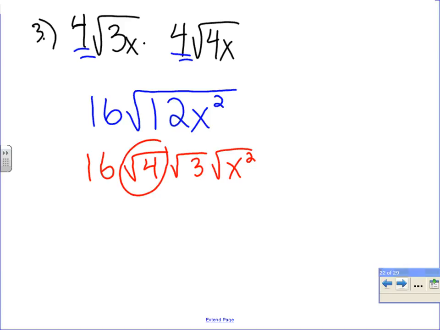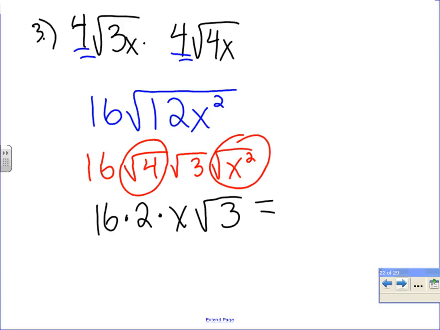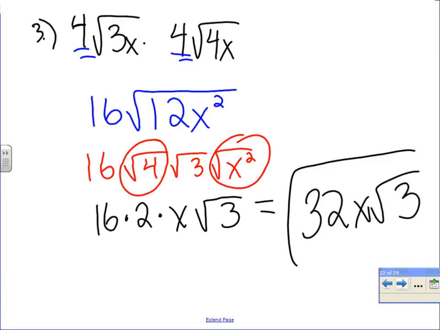Okay, circle what's perfect. We have 4 and we have x squared. The square root of 4 is 2, so we're going to change this to be 16 times 2. Square root of x squared, Garrett, is what? X. And then leave square root of 3 inside the radical. What is our final answer? Zach? 32x, and then leave your square root of 3 there. Good job. So 32x times the square root of 3. This is the only different type of problem, when they split them up and you have to multiply them first, but the process is exactly the same.